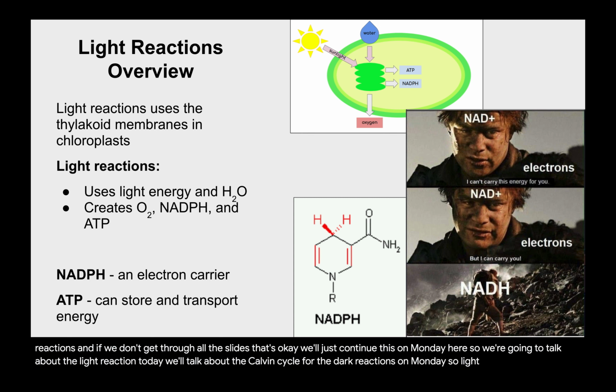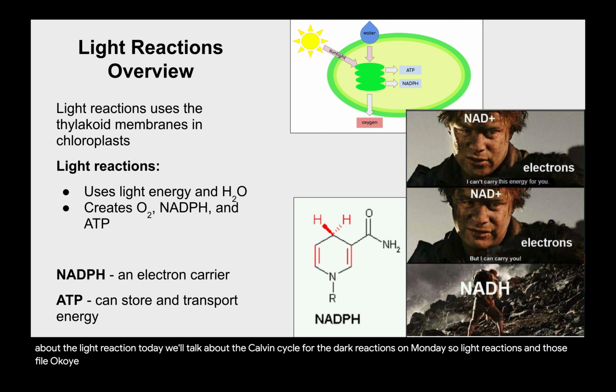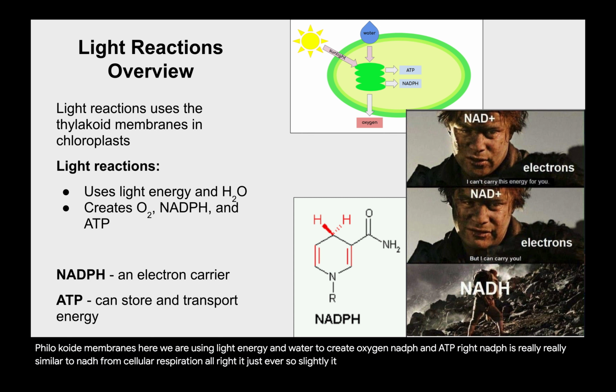So light reactions, we're in those thylakoid membranes here. We are using light energy and water to create oxygen, NADPH, and ATP. Right? NADPH is really, really similar to NADH from cellular respiration. It's just ever so slightly a different molecule, but it acts in the exact same way.